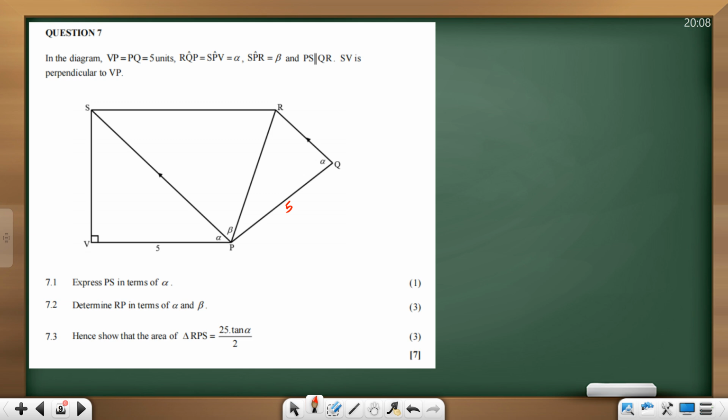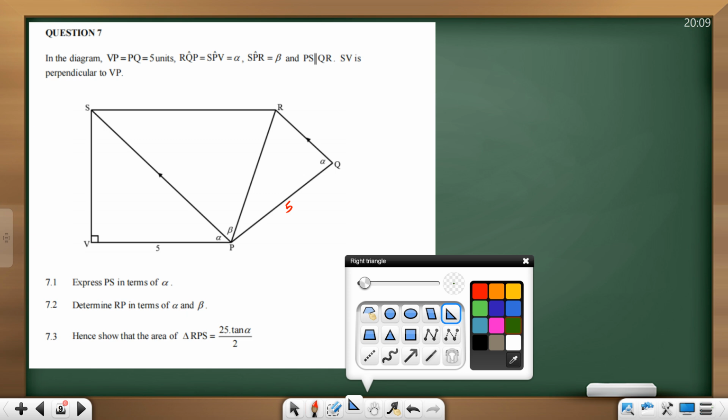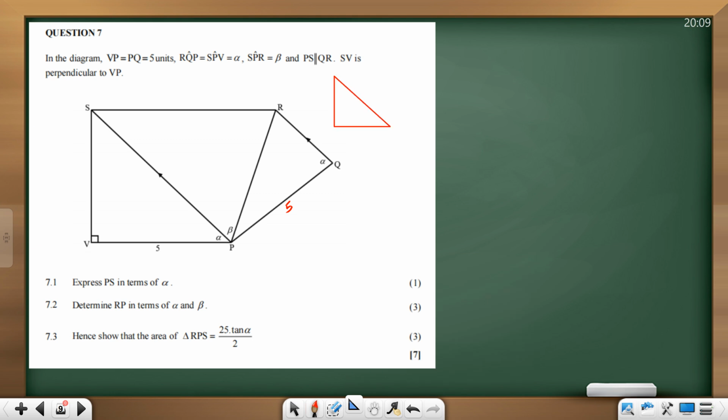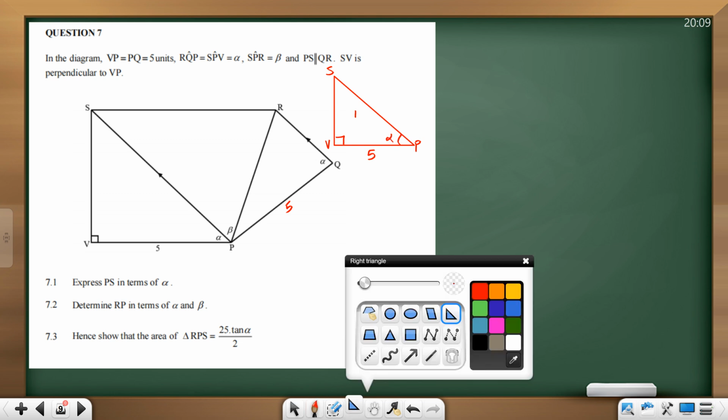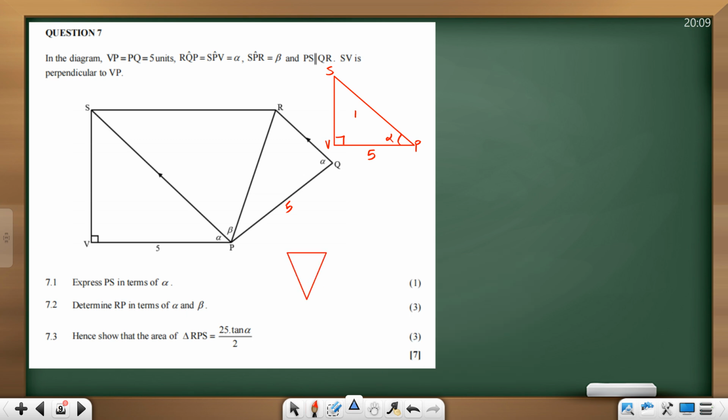Now, guys, when I come to this section, I always try to split my triangles. No matter what, it's going to be a lot easier. So let's split the triangles. Let me split them here. I have a right angle triangle, which we would refer to as triangle number 1, S, V, and P. I have a 5 there, and I have an alpha there. I have a second triangle, which is S, R, P, and I have that as a beta.